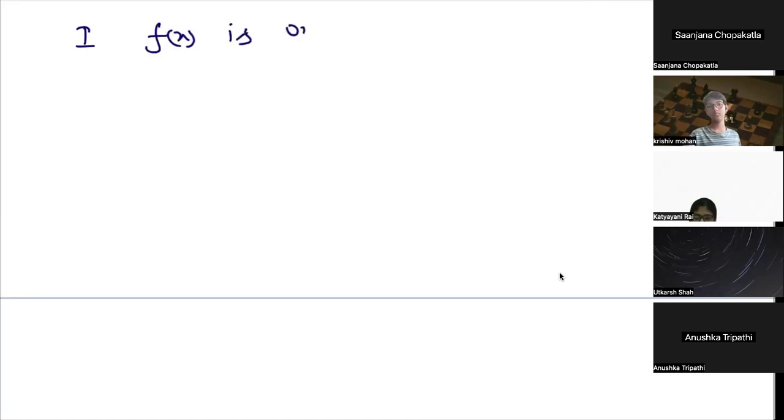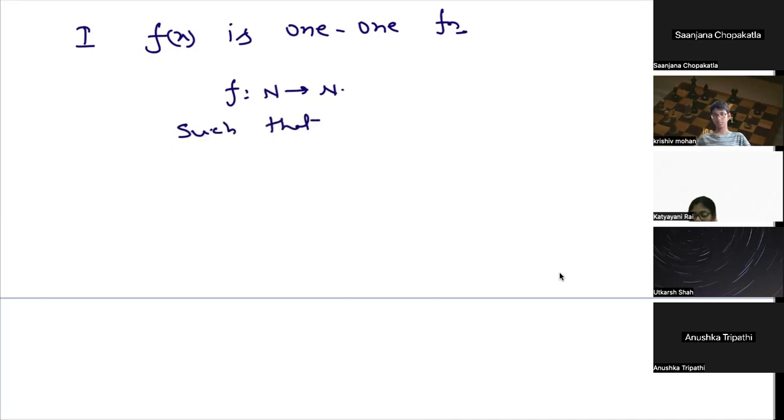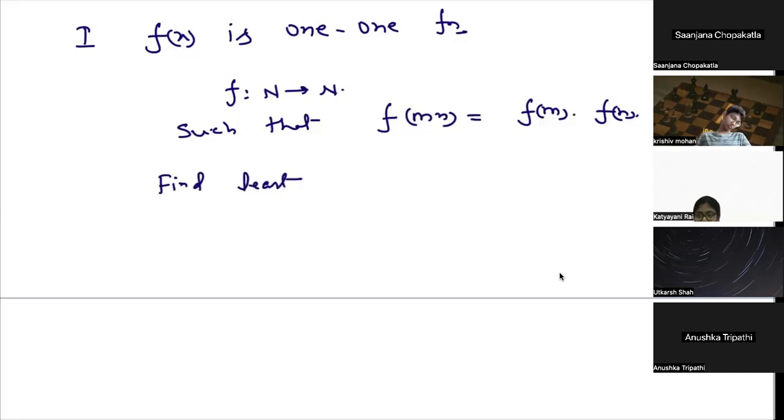f(x) is one function from N to N, such that f(mn) is equal to f(m) into f(n), for all natural numbers m, n. Find the least value of f(999).